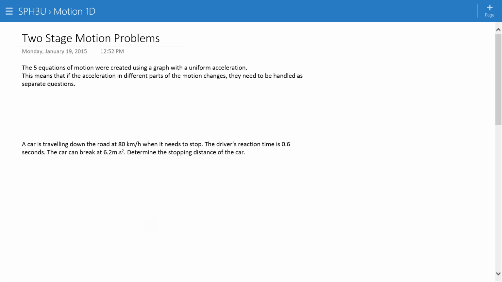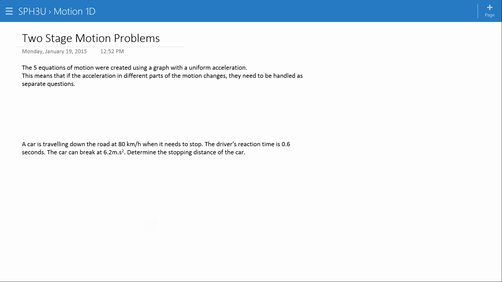Two-stage motion problems. What we're going to do in the next couple of videos is look at some wrinkles that can be put into these 5 equations of motion questions that you can be prepared for, and then we'll work through those problems. The first one is a two-stage motion problem, 2, 3, 4 stages, it doesn't matter.